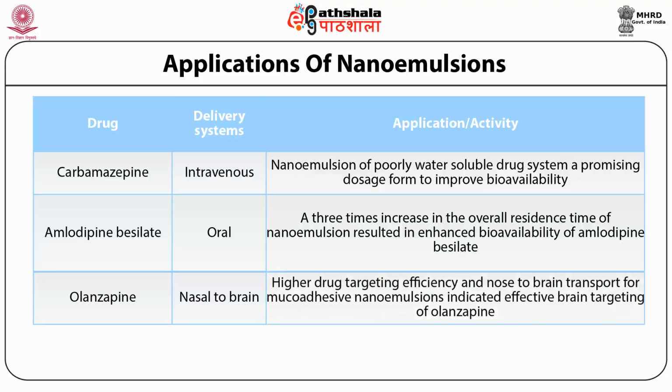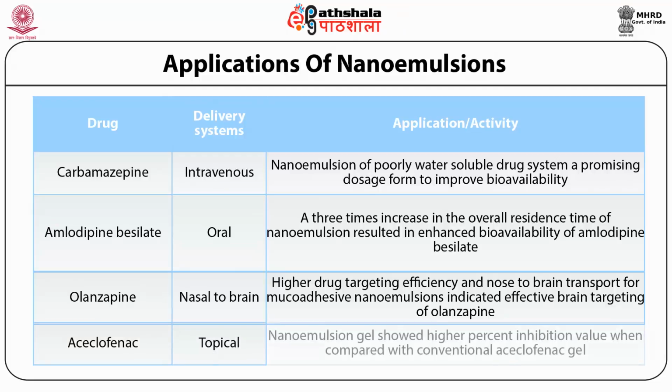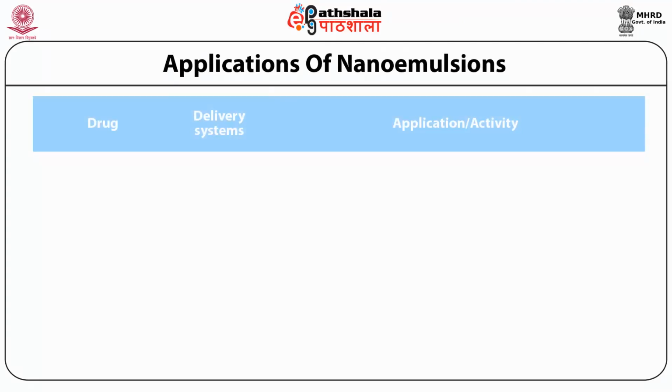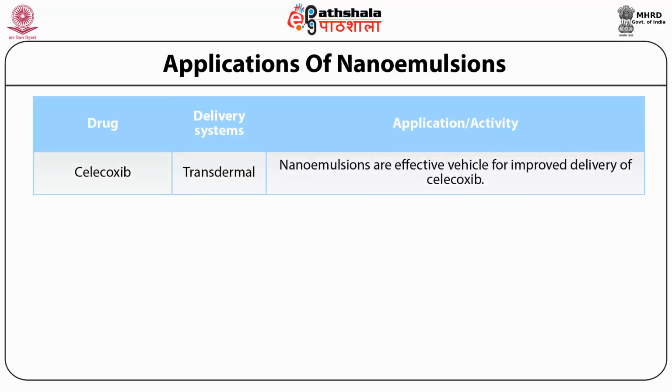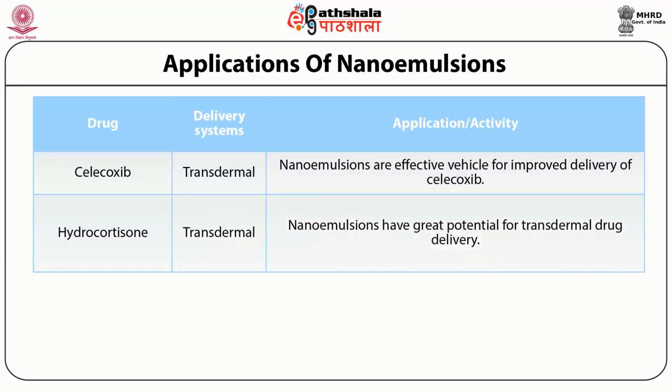Scientists have found higher drug targeting efficiency and nose to brain transport for mucoadhesive nanoemulsions, indicating effective brain targeting of olanzapine. Then aceclofenac, which is given by topical route: nanoemulsion gel of aceclofenac showed higher percent inhibition value when compared with conventional aceclofenac gel. Another example is celecoxib, which is reported for transdermal application, and nanoemulsions of celecoxib are effective for improved delivery of this drug. Then hydrocortisone, which is also given by transdermal route, its nanoemulsions have great potential for transdermal drug delivery.